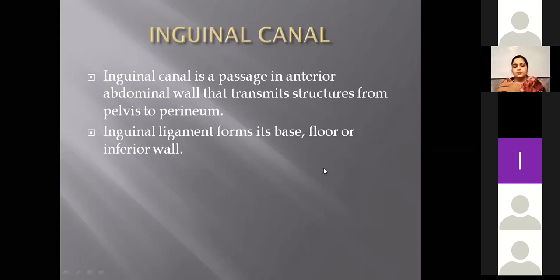Cribriform fascia. We have the saphenous opening just inferior to the inguinal ligament. This saphenous opening is for passage of two important structures, the great saphenous vein and the superficial inguinal lymph nodes. This tiny hole is covered by a very thin loose connective tissue layer. In that layer, small minute holes are present from where the great saphenous vein gets out, and the superficial lymph nodes of the thigh also drain.